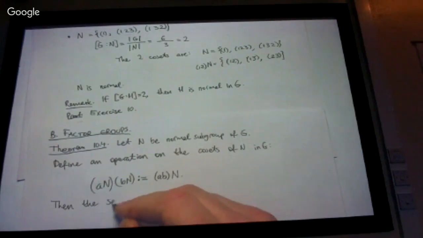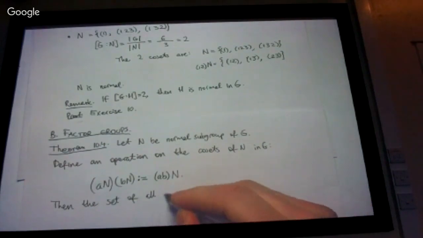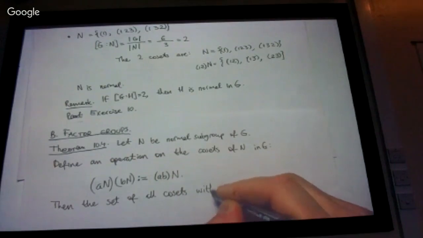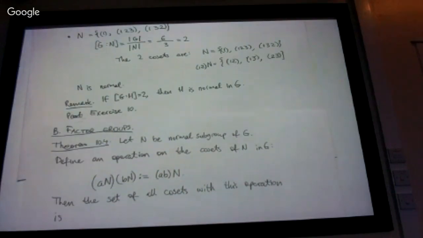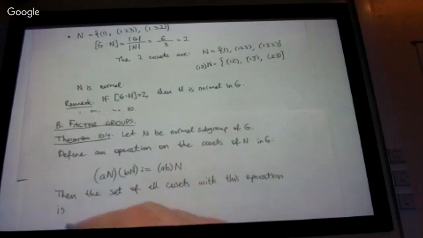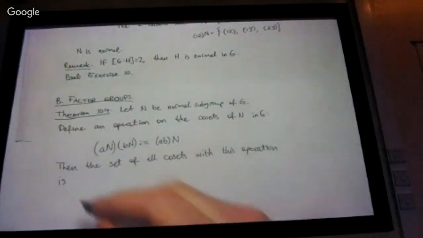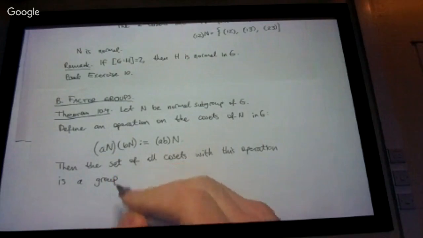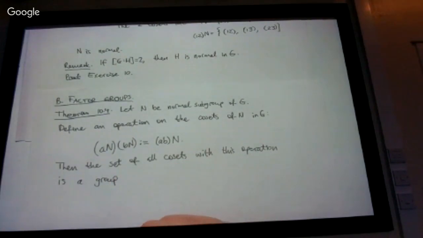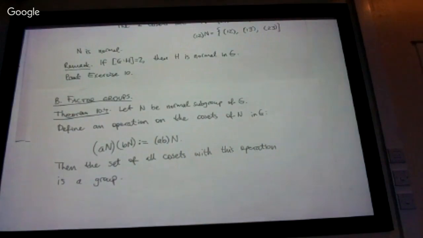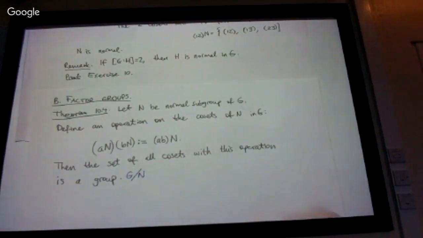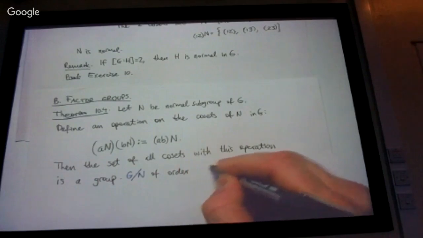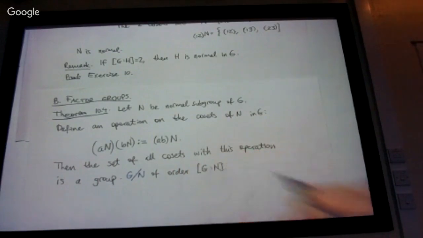Then the set of all cosets with this operation is a group. It's called the quotient group G over N, and its order is equal to the index of N in G. It's a group.